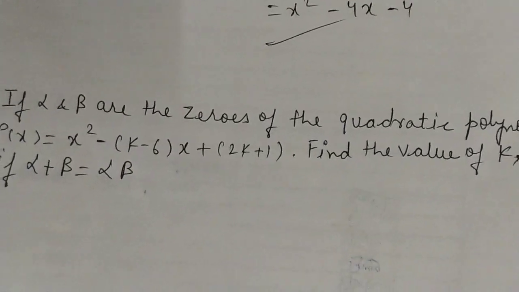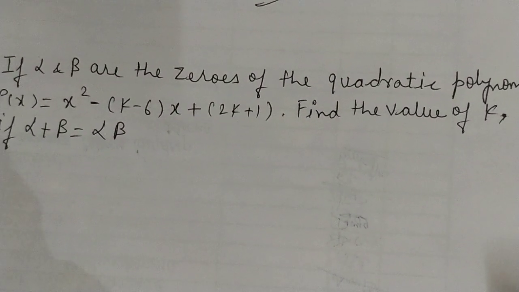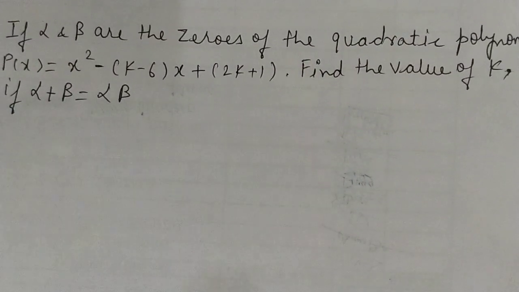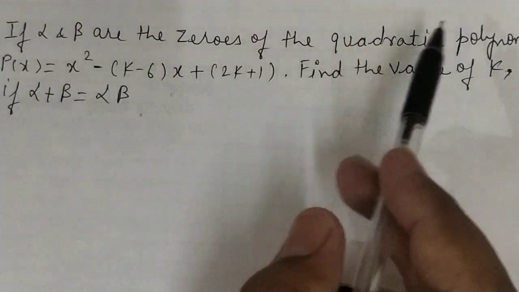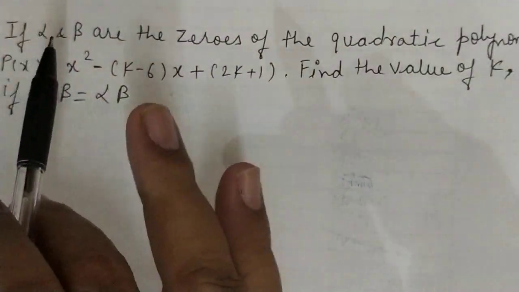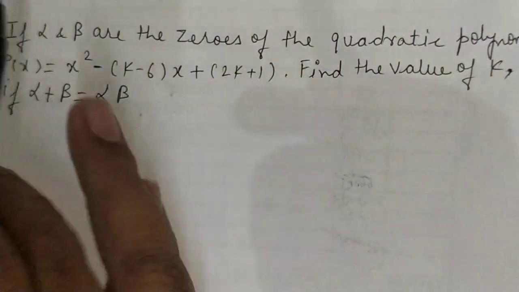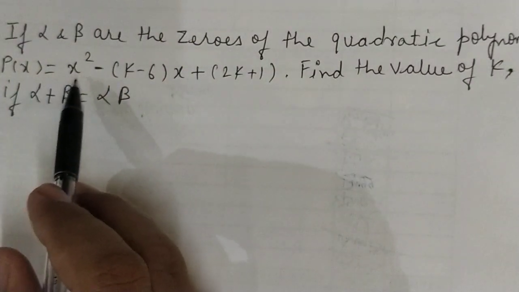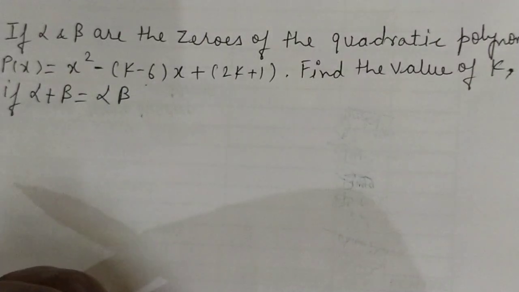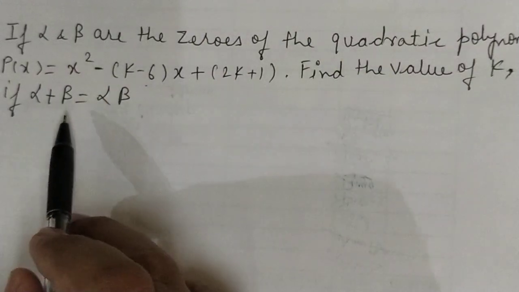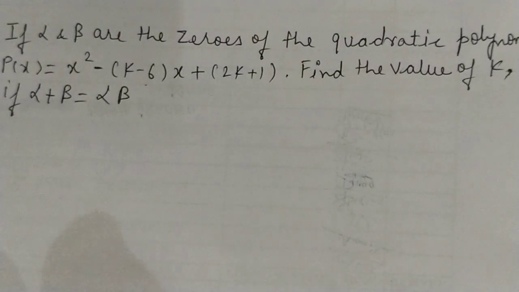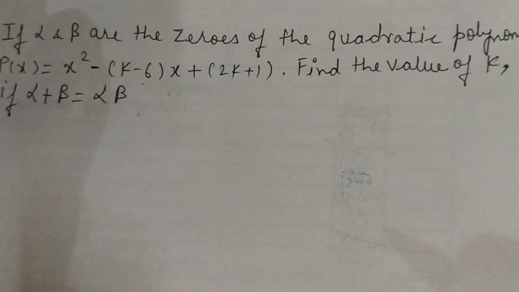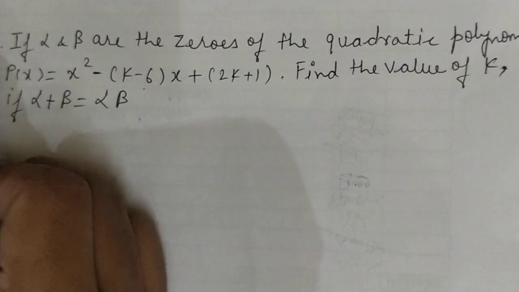So this is your required polynomial. Yes, next question. Again very interesting question. Now see, if alpha and beta are the zeros of the quadratic polynomial, it is given in the question already. There is no need to assume. It is already given in the question that alpha and beta are the zeros of the given quadratic polynomial, and the polynomial is p of x equal to x square minus k minus 6x plus 2k plus 1. Yes, so you have to find the value of k if alpha plus beta is equal to alpha into beta. It is also given. So here conditions are given. So we have to use this condition to get the value of k.